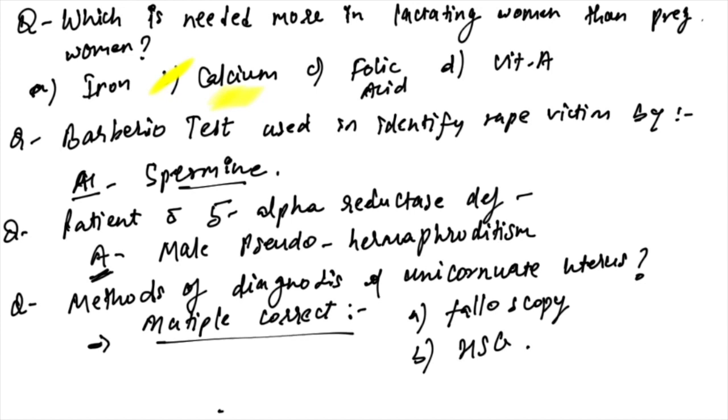Now the Barberio test is used in identifying the rape victim with the use of spermine. The Barberio test is conducted and it contains spermine to detect the rape victims. Now patient with the 5 alpha reductase deficiency, so what is this called? The male pseudohermaphroditism. Now methods of diagnosis of unicornuate uterus, so it is a multiple correct answer question. Laparoscopy and HSG are used for diagnosis of unicornuate uterus.